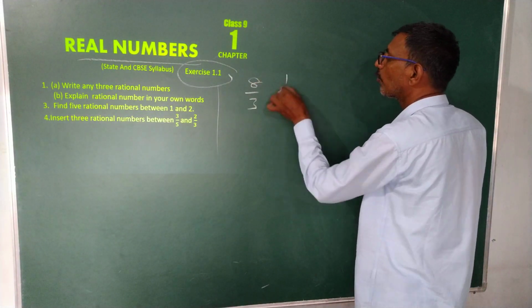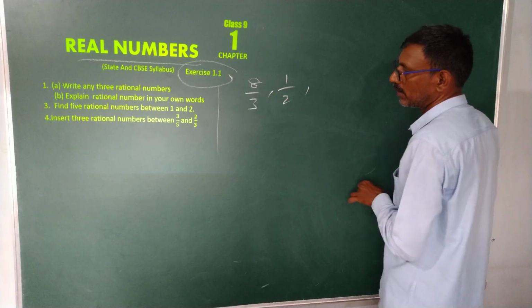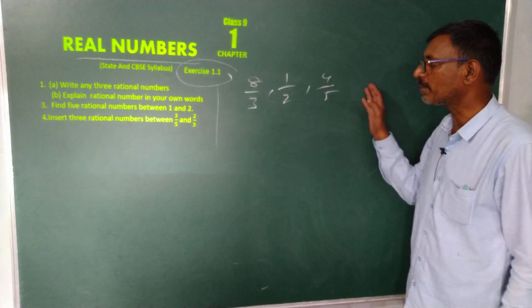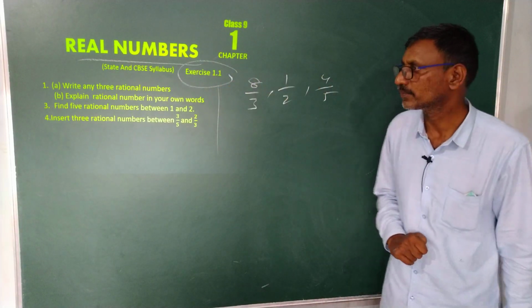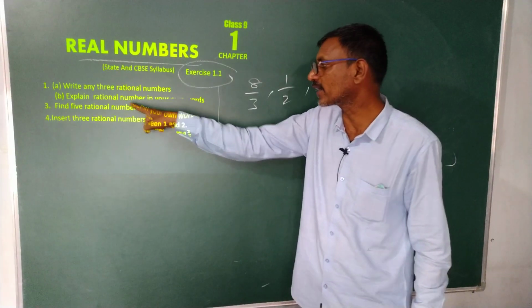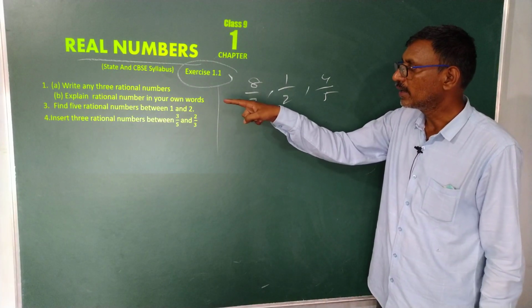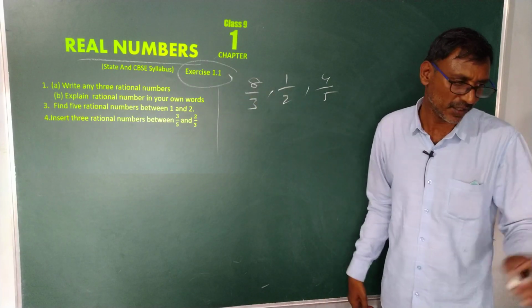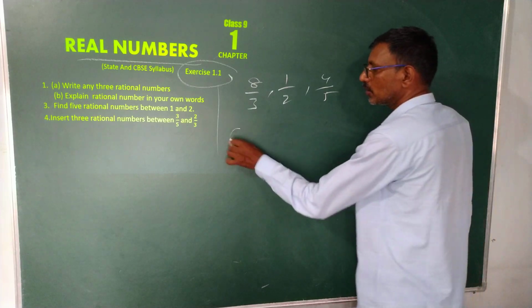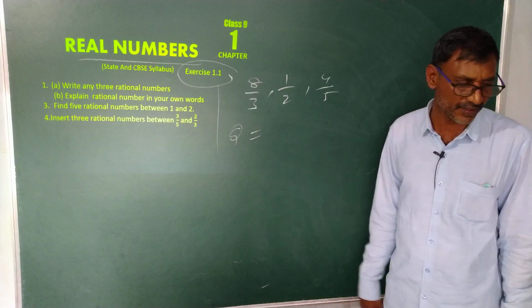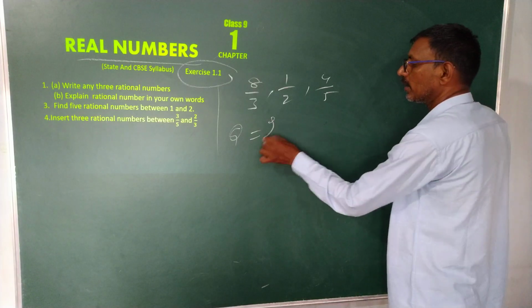8 by 3, 1 by 2, and 4 by 5. Okay, whatever it may be. These are my three rational numbers. And then explain the rational number in words. I already told you, Q is nothing but what? Rational number. Q denotes the rational numbers, P by Q.